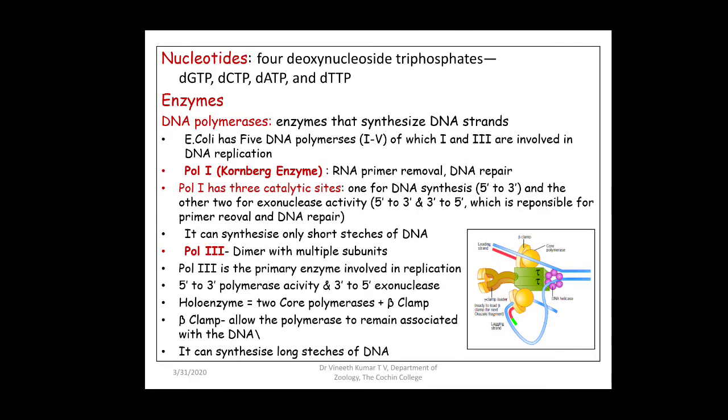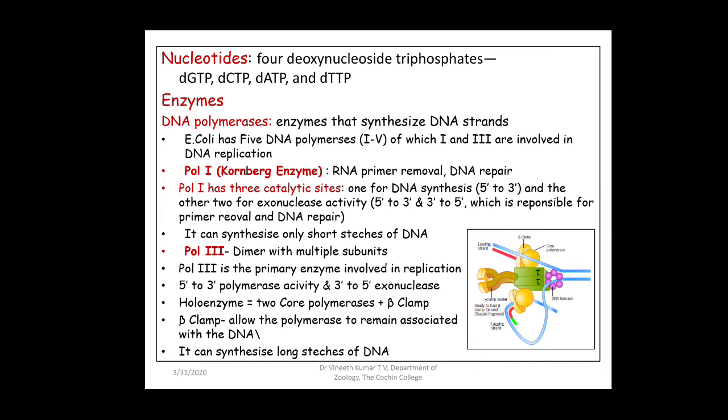So all the three deoxyribonucleoside triphosphates are required here, that is GTP, CTP, ATP as well as thymine triphosphate. After this, the third component that is required for DNA synthesis or replication is the enzymes. So we are going to see a set of enzymes. The main enzymes required for DNA replication are the DNA polymerases.